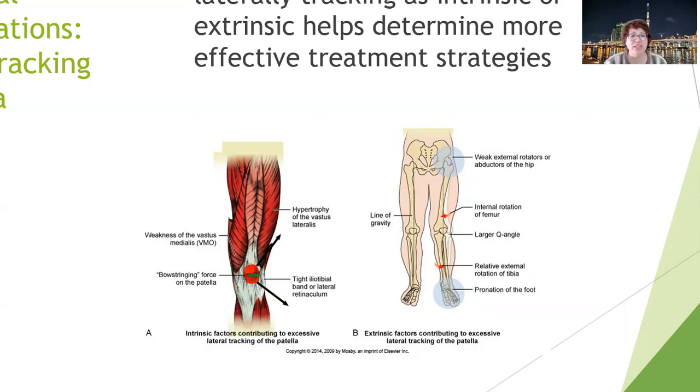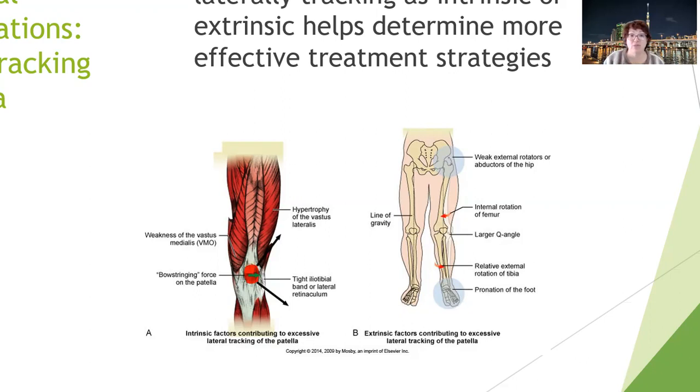So another intrinsic cause of lateral tracking of the patella could be a tight iliotibial band or tight lateral retinaculum. A lot of times we'll do manual therapy, so I'll do instrument-assisted soft tissue mobilization on that lateral retinaculum or tight iliotibial band. They call it a bowstringing force on the patella. You can imagine if the IT band is like a bowstring and you're pulling back on it, it pulls the patella laterally.